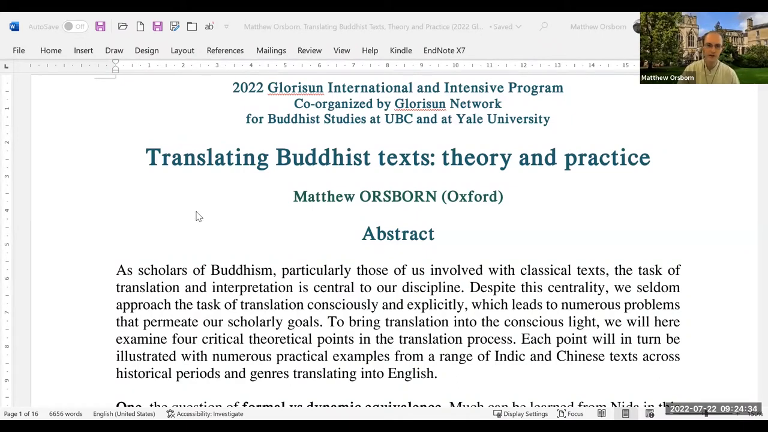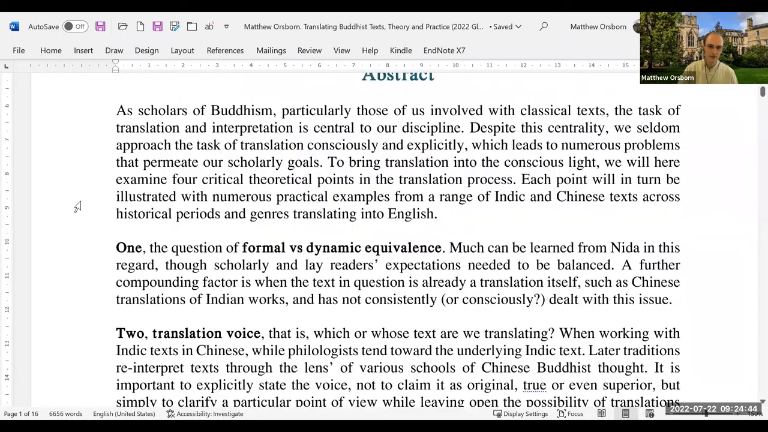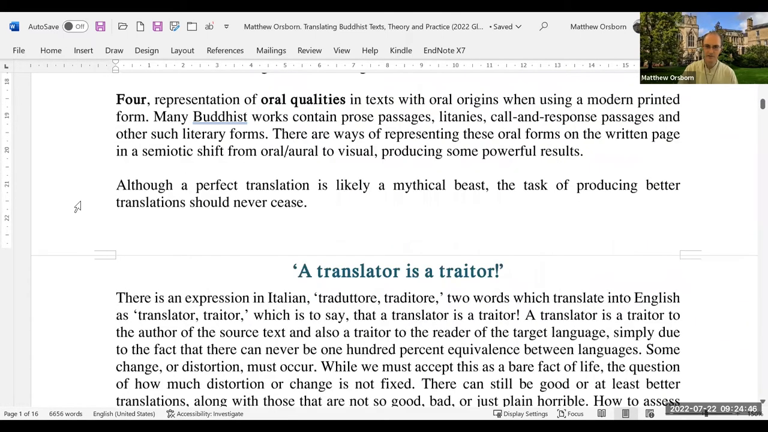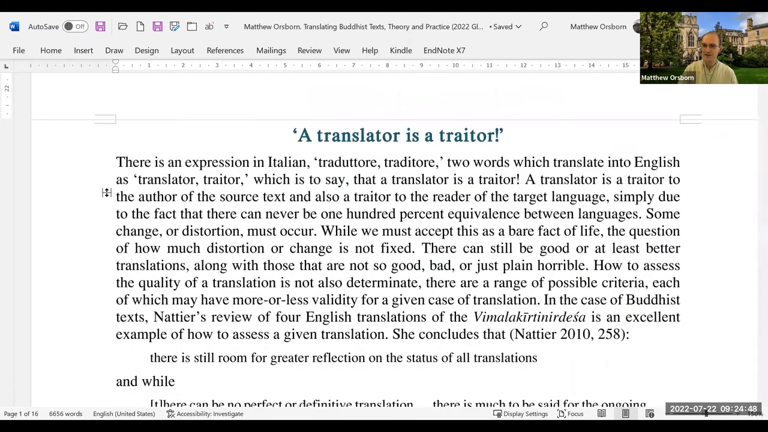Okay, good stuff. So the title is just a very simple, Translating Buddhist Texts, Theory and Practice. Matthew Orsborn, that's me, Oxford, that's where I'm at. I'm going to skip over the abstract. If you're interested, you've probably already read it, and the content is already in this lecture itself.